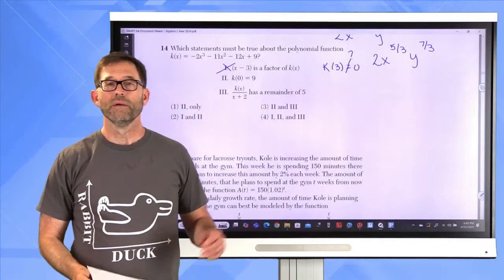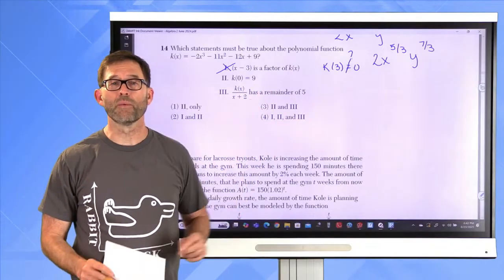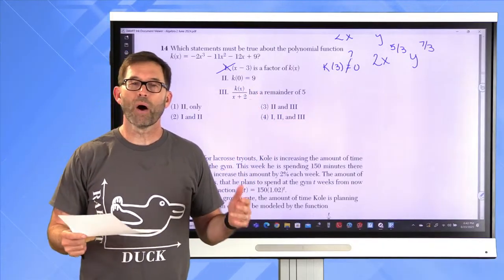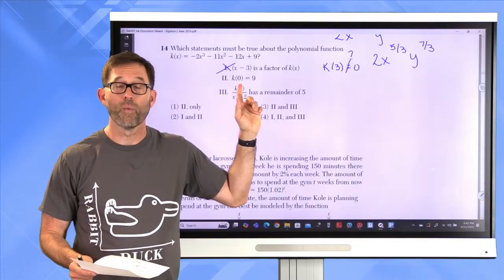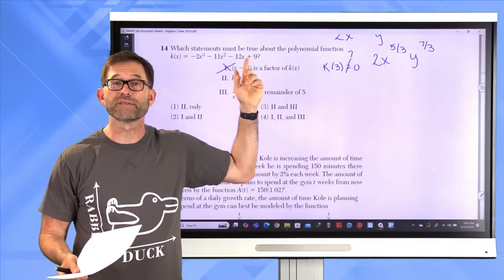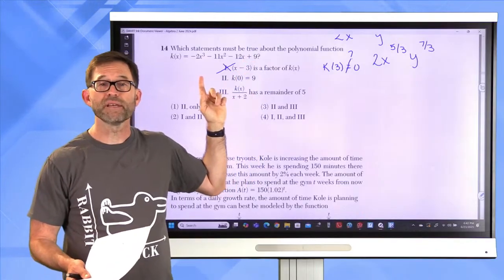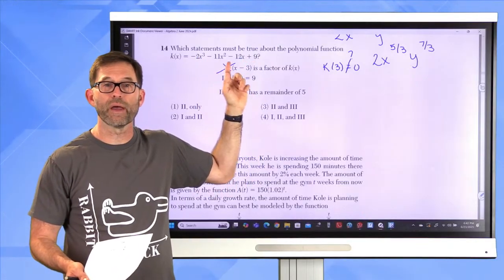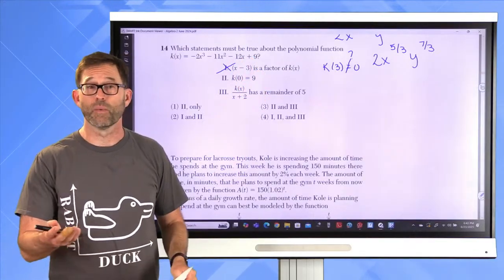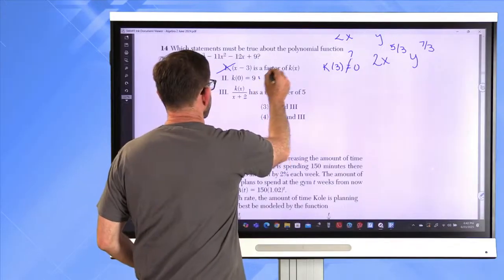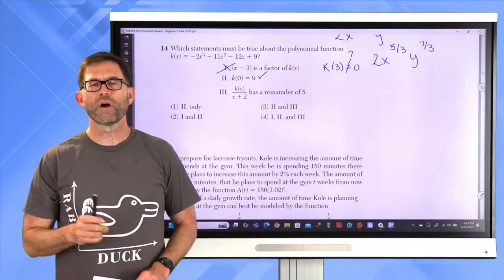Now, choice 2. K of 0 equals 9. Well, in a polynomial, right, the y-intercept, which is the value when it's equal to 0, is the constant term. And it makes sense. If I put 0 in, that goes away, that goes away, that goes away, and I'm left with 9. So that's an easy one, right? That's definitely true.